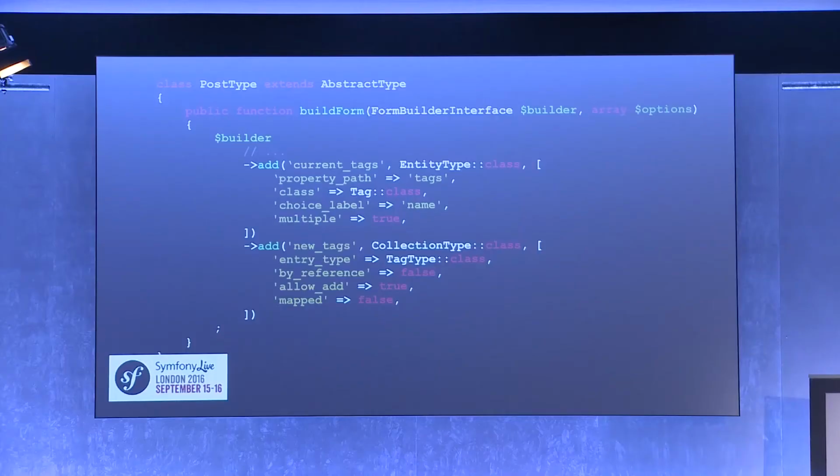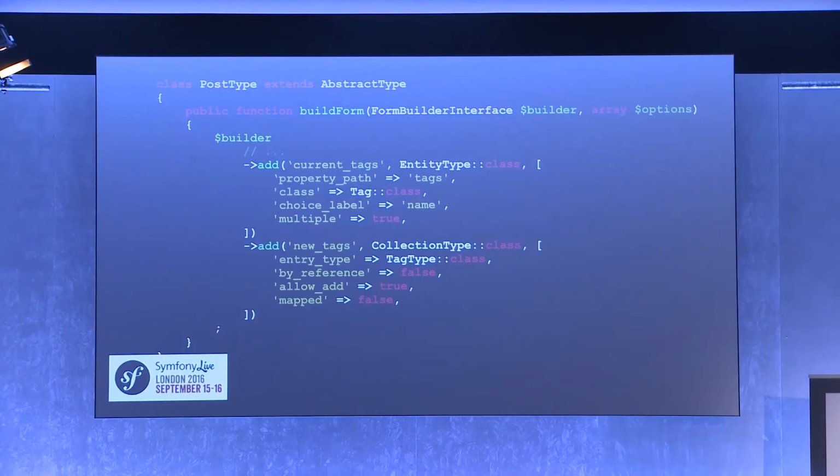So the problem is we can select some existing tags, but we cannot add new ones with the choice type, like we do with the collection type. So this is a way to manage choosing some existing ones and creating some new ones.